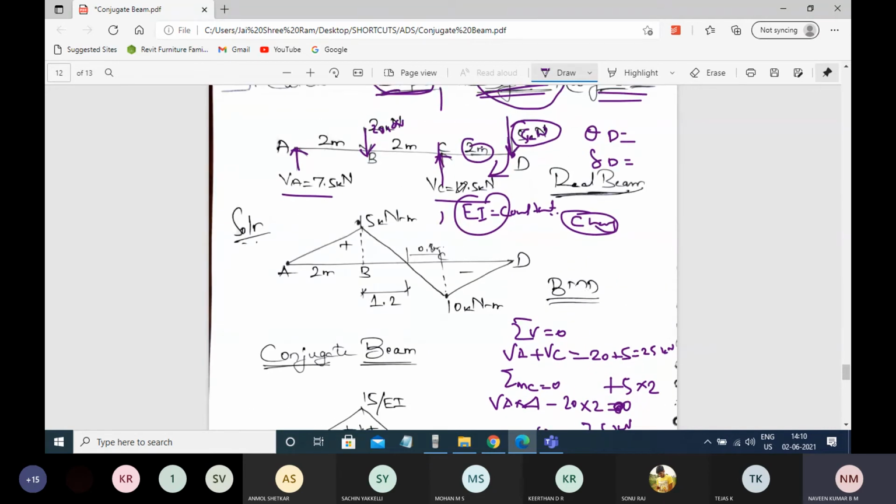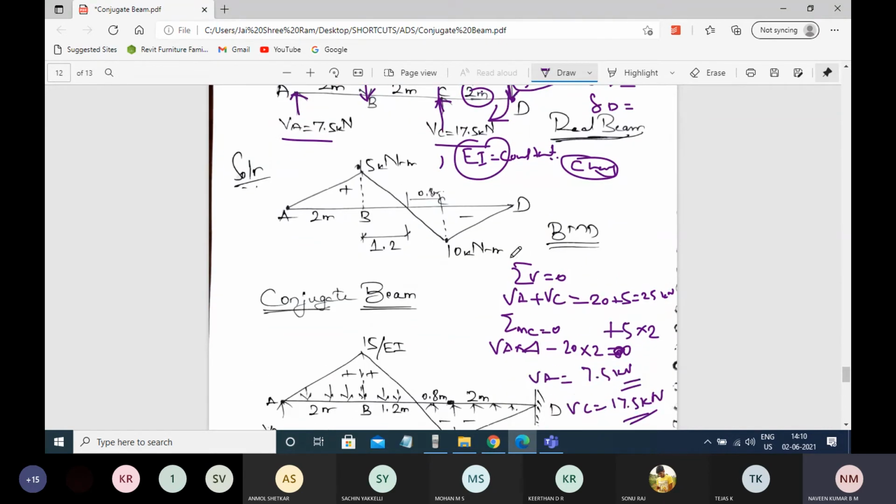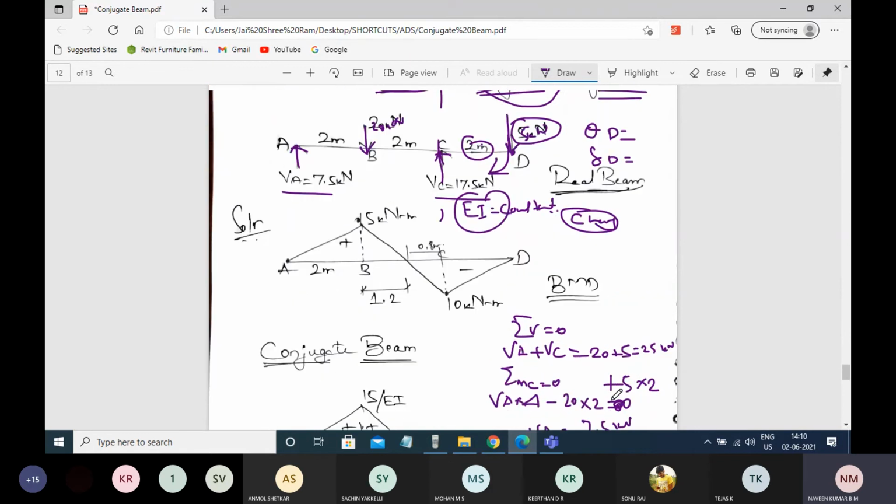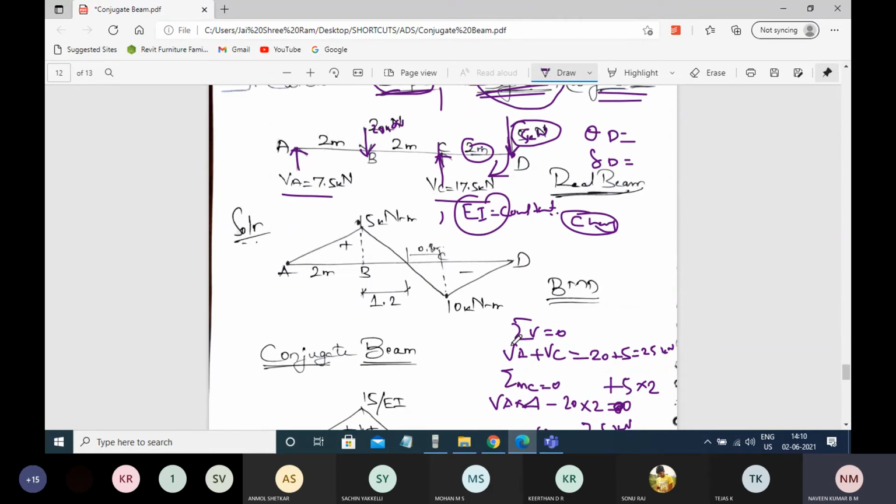The same thing that you can see over here. So VA we got, VC we got. Once we got the reactions, you can easily find the bending moments at different points. So let me find the bending moment at different points. Bending moment at A: there is no load acting at the point. VA is acting, but to reach A the perpendicular distance is 0, because VA is acting at point A only. So moment at A is 0.